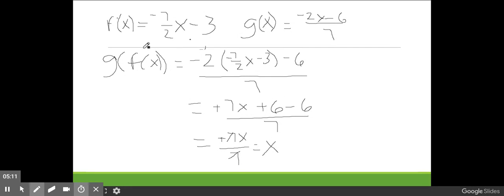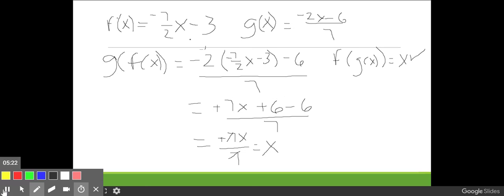So since g of f of x equaled x, and we already showed that f of g of x equaled x, this means that f and g are inverses of each other.